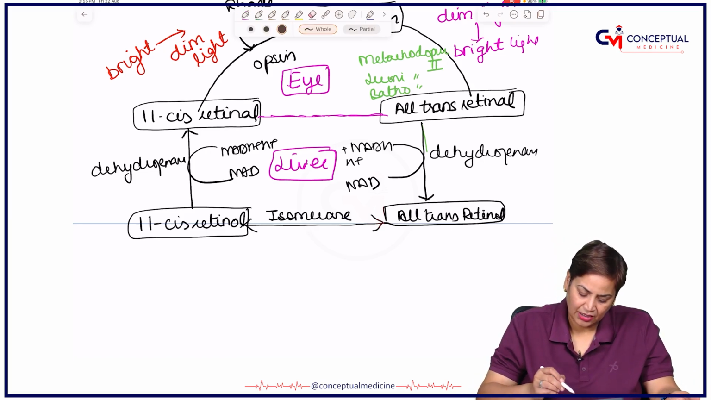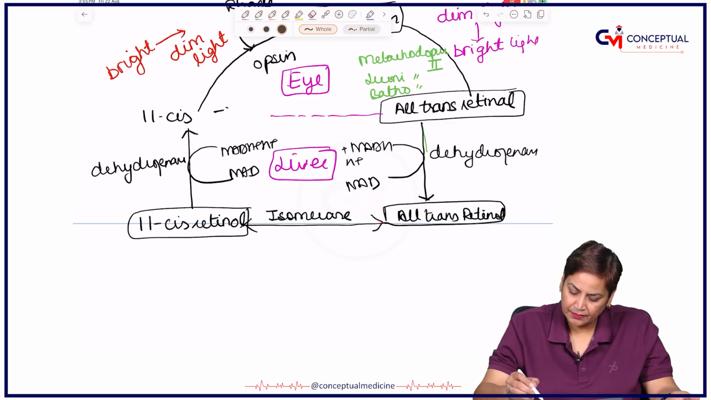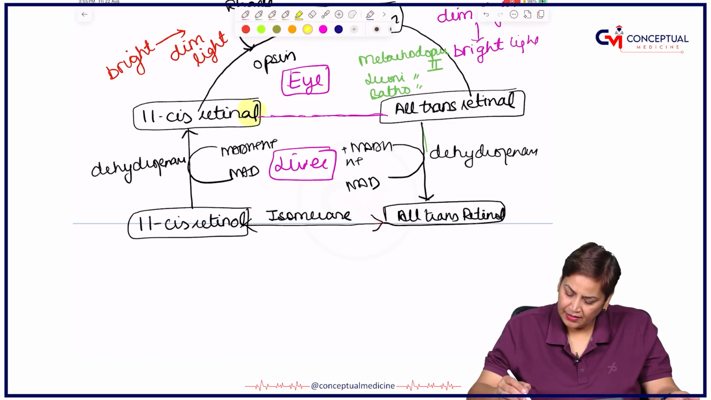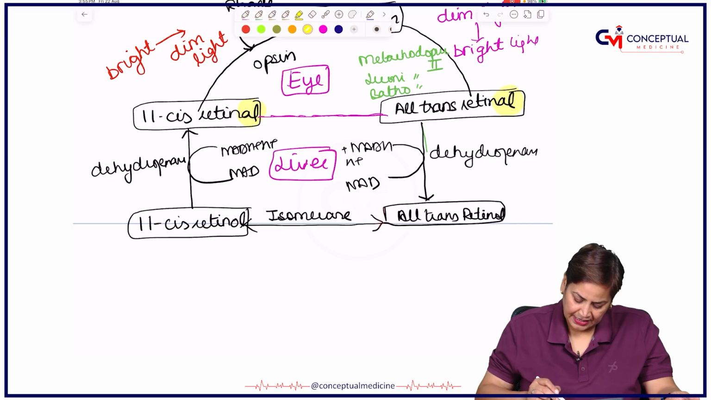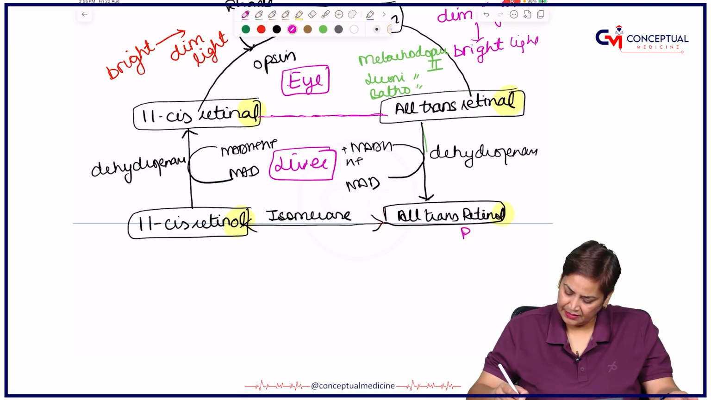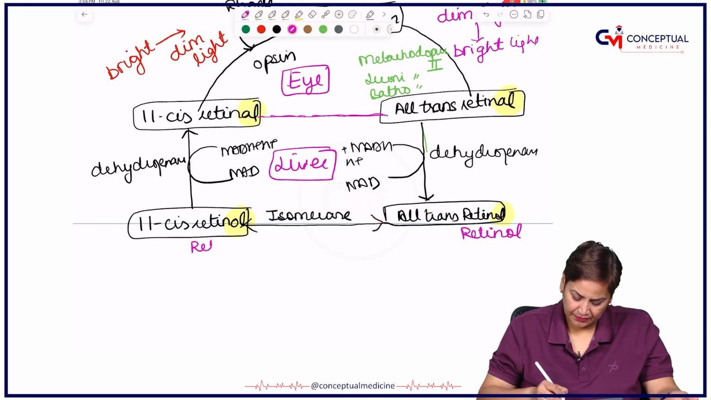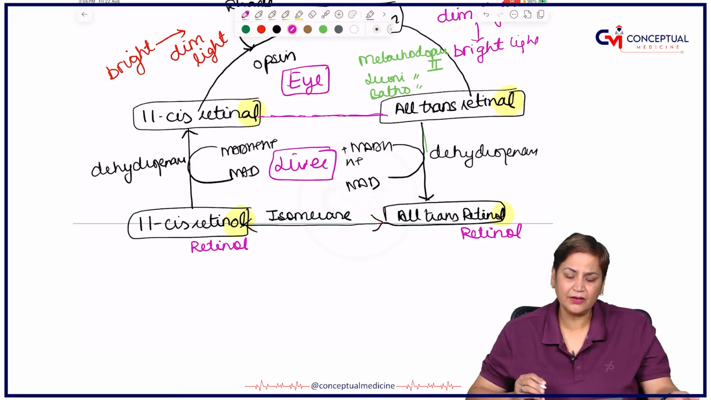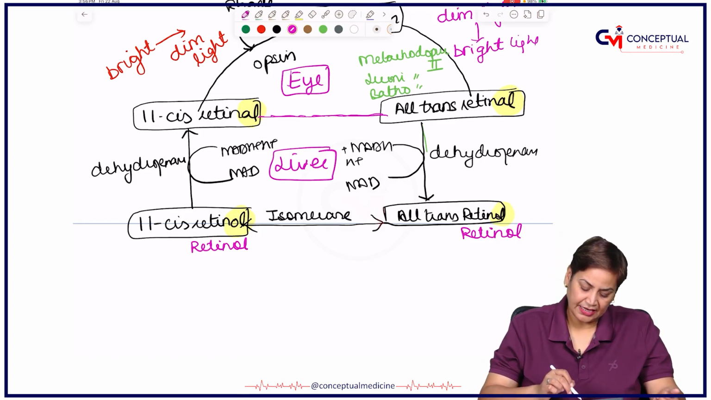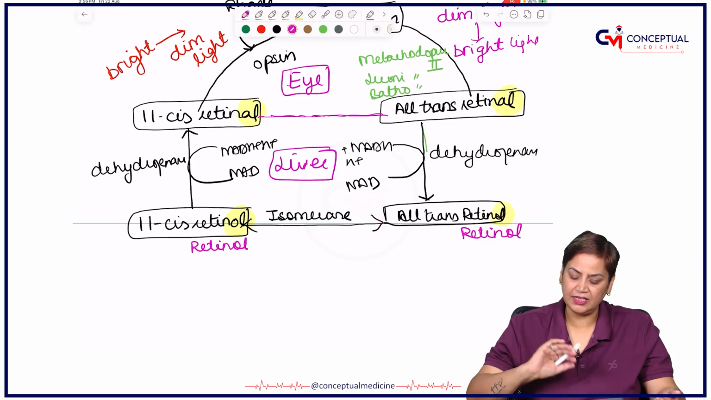So I'll just highlight the groups here. Here it is retinal, retinal. You can see here it is retinol, here it is retinol. So are you noticing the difference? Retinol, retinol, but isomerase, trans, cis. Retinal, retinal, cis, trans, dehydrogenase.